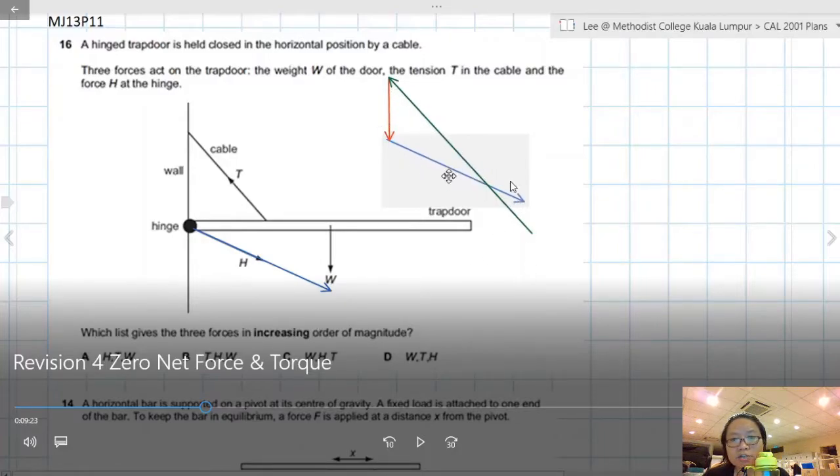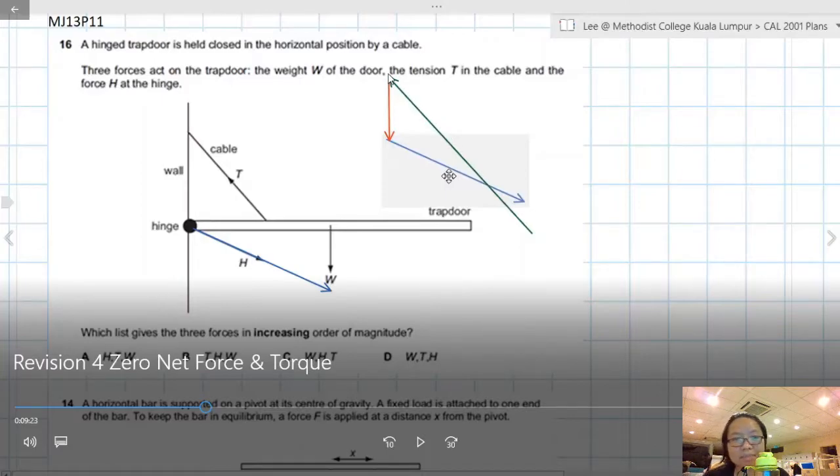If you now want to find increasing magnitude, you just use the triangle. This extra part you omit. If I'm drawing on the whiteboard, I'll use my hand to rub it off. Cannot, so we omit this part. If we look at the triangle, the smallest value or the shortest length is W. So W is the shortest, followed by the blue line, which is H, and then the longest one is T.